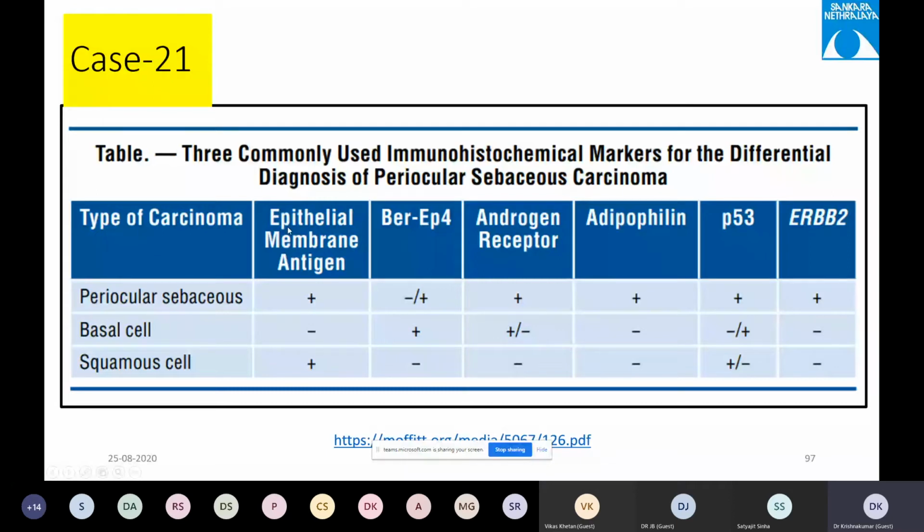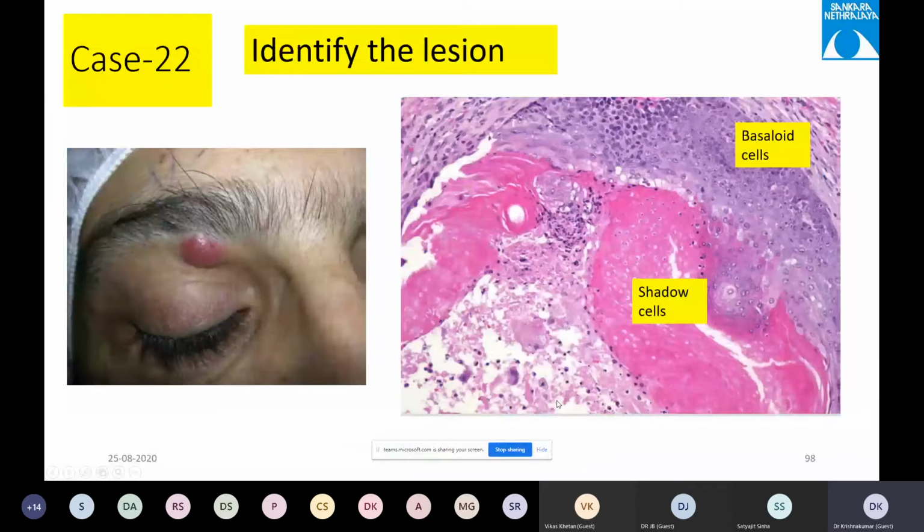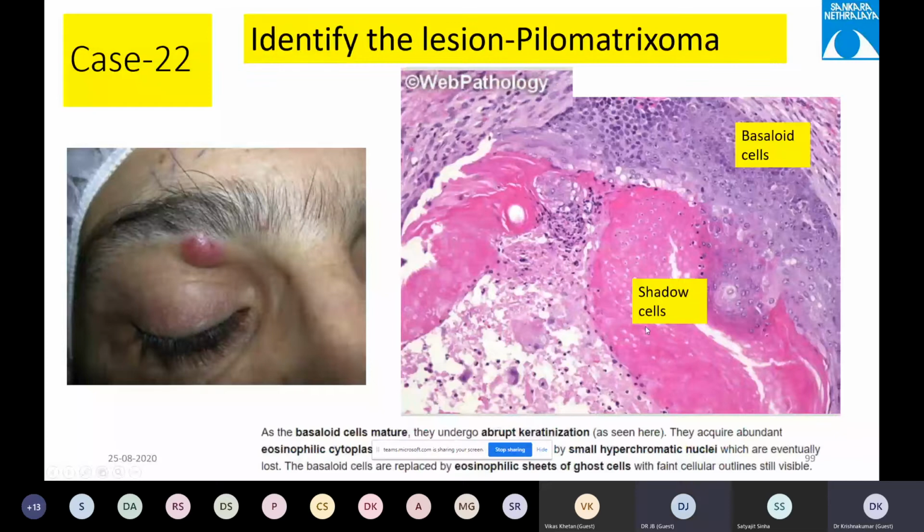This is Dr. J.B. sir's favorite tumor. This is an eyebrow nodule, and this is pilomatrixoma. You find shadow cells and basaloid cells. These are called ghost-like cells. This is a commonly seen benign tumor called pilomatrixoma.